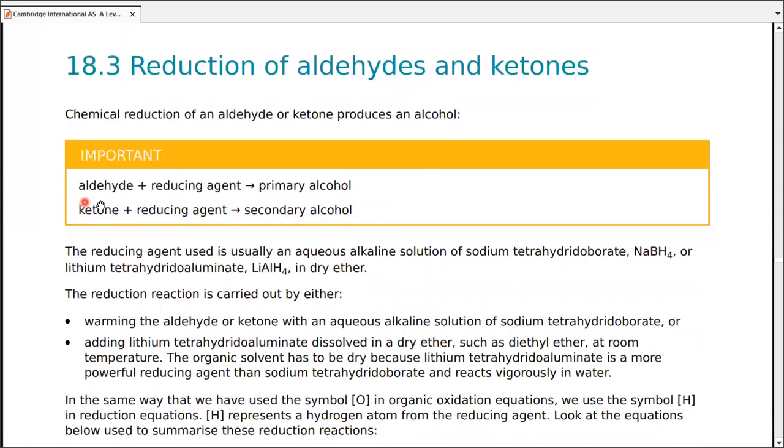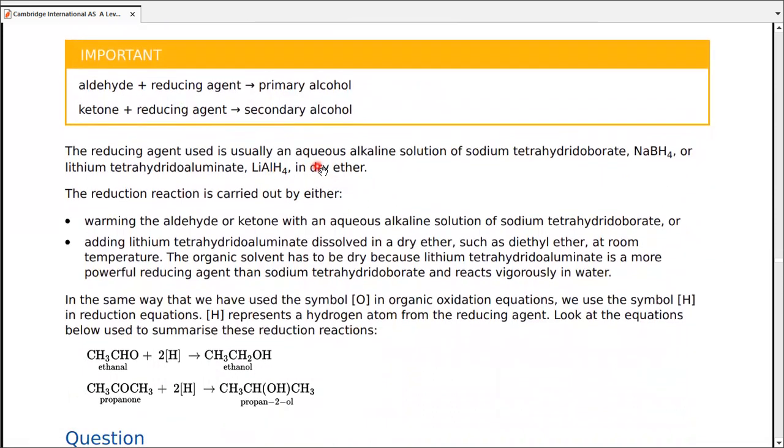So if the aldehyde plus reducing agent, what's going to happen? The exact opposite. It would be converted into a primary alcohol. That for a ketone would be converted into a secondary alcohol. Now, the reducing agent is usually used as an aqueous alkaline solution of NaBH4.